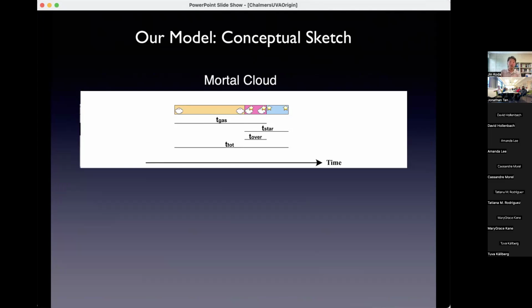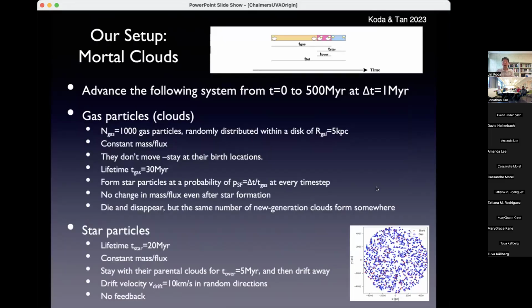So their model is something like this. The cloud has a lifetime and starts, and then lives as it is, and then forms stars, and lives with stars, and then dies, and what's left is stars. And all of these are the timescales to characterize that. And to reproduce their model, we came up with this extremely simple setup.